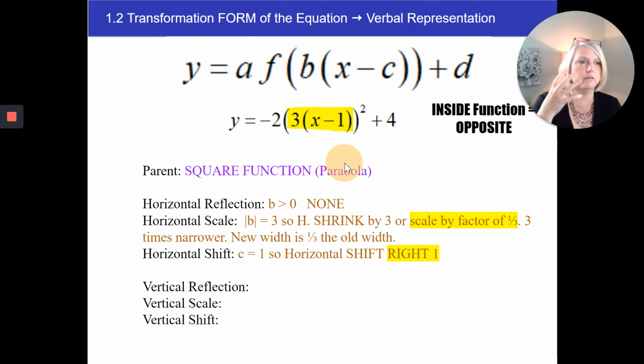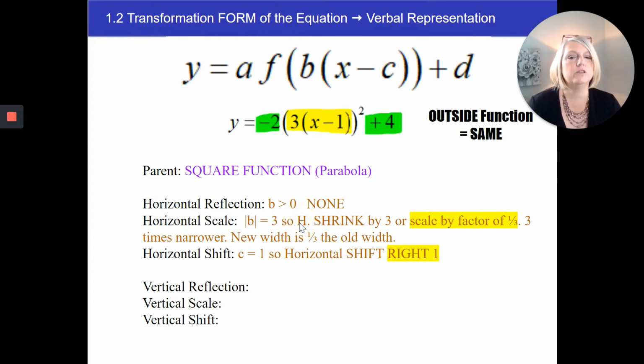So in your head, graphically, you're just visualizing that I started with a parabola, I made it 3 times narrower, so it's skinnier, coming across this way, and then I also shifted it to the right 1. And there is an order of operations for this. When in this form, you pretty much always do the reflection, the scale, and then the shift first.